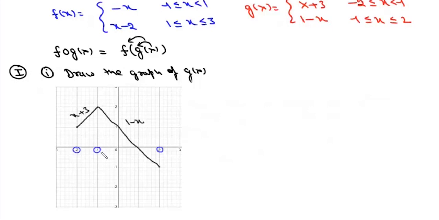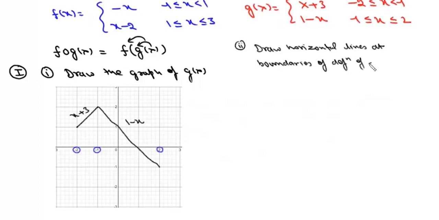Now the next step is draw horizontal lines at boundaries of definitions of f(x). Now boundaries of definitions of f(x) are at minus 1, 1 and at 3. So what we'll do is we'll draw a horizontal line at minus 1. So we'll draw this horizontal line at minus 1. We'll draw a horizontal line at 1.